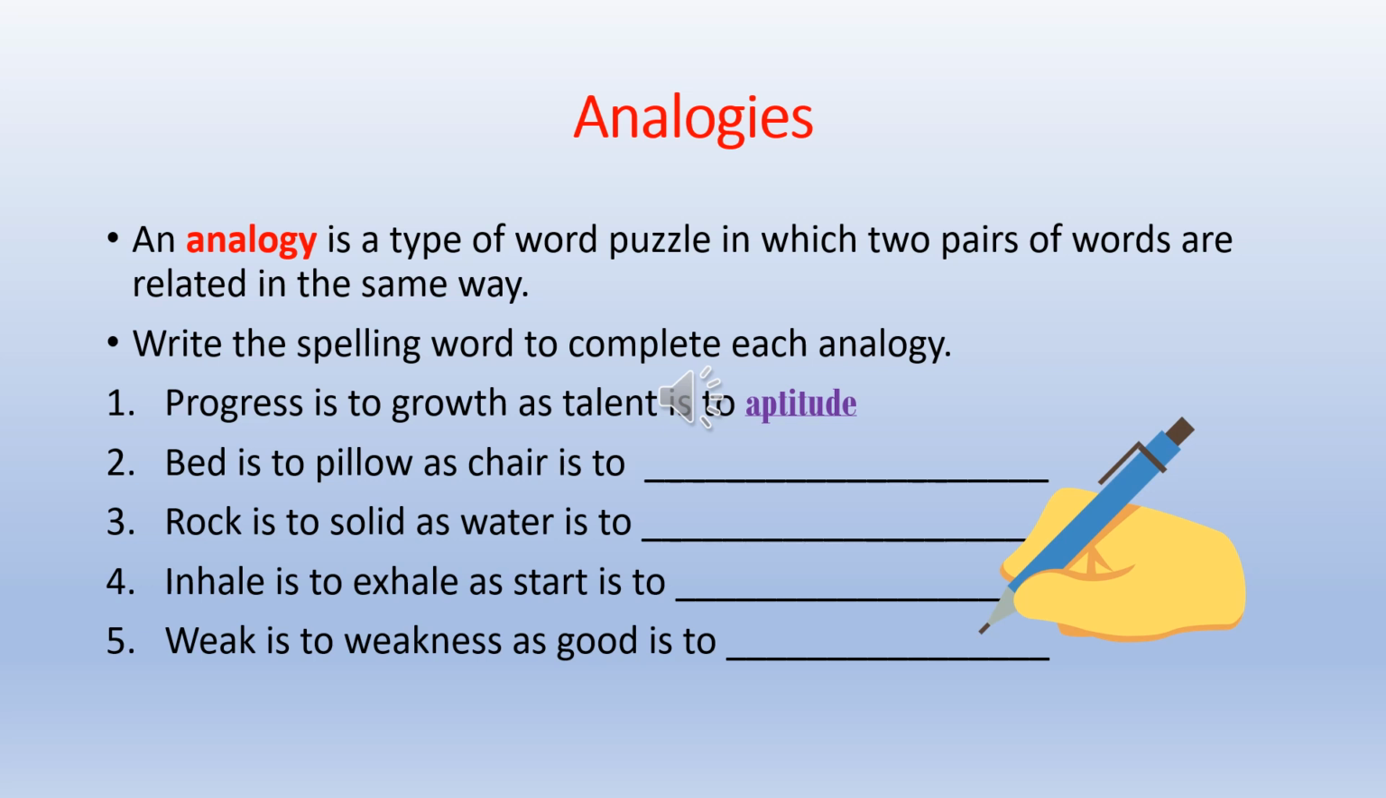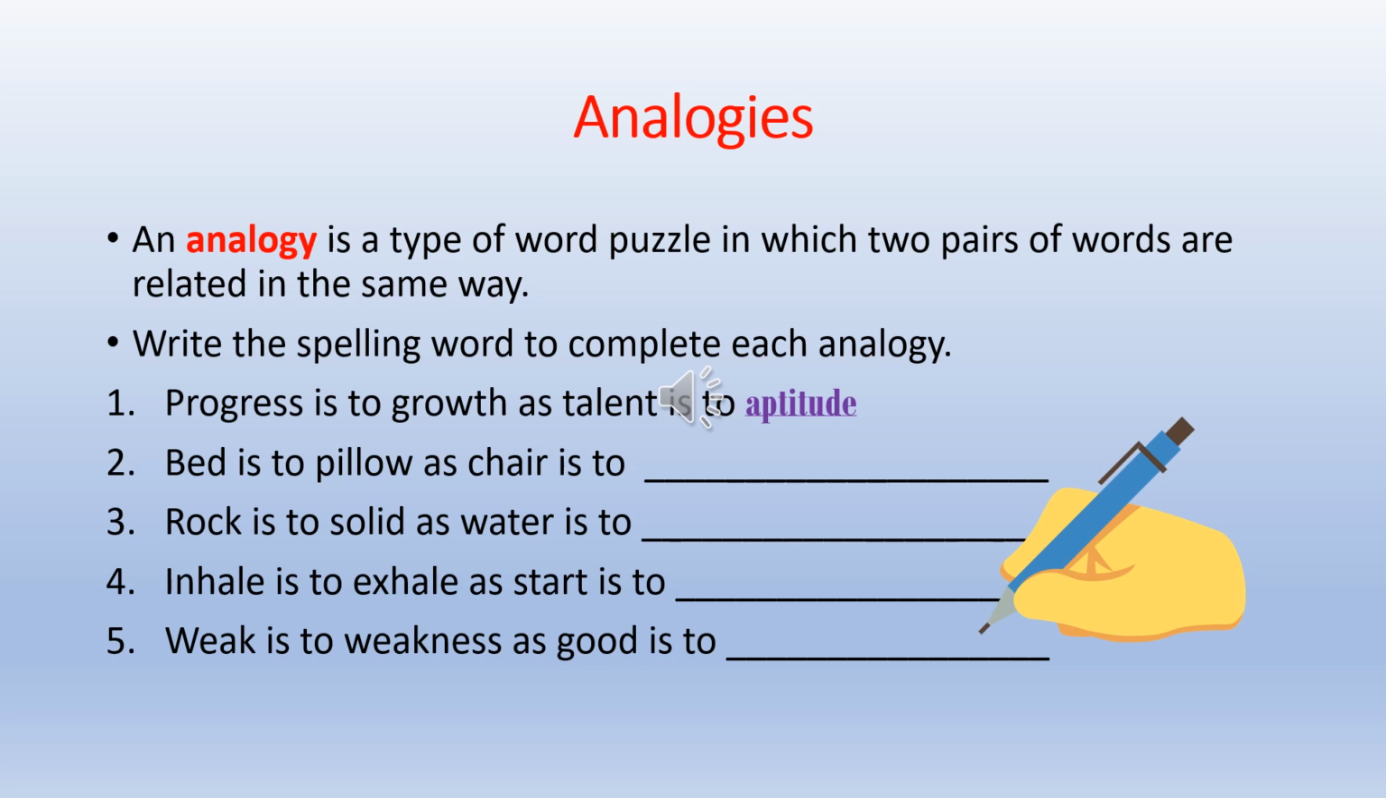So as progress is to grow, as talent is to attitude. That is the answer for number 1. Now let's do the same thing for number 2. Bed is to pillow, a chair is to. What kind of relation do a bed and a pillow have? The same thing is going to be for chair. What is going to be the answer for number 2? It's going to be cushion. So the answer for number 2 is bed is to pillow, a chair is to cushion.